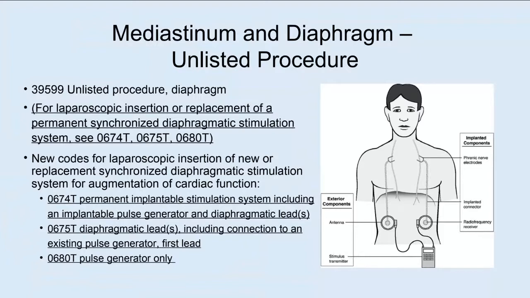0675T is just the leads, and the pulse generator is already in place, and so they connect up the leads to that. 0680T is the pulse generator only. So these are very specific to the parts of the procedure.